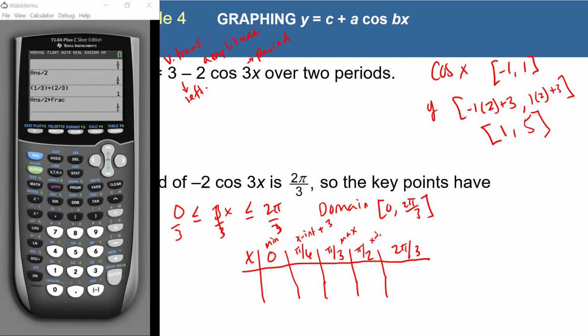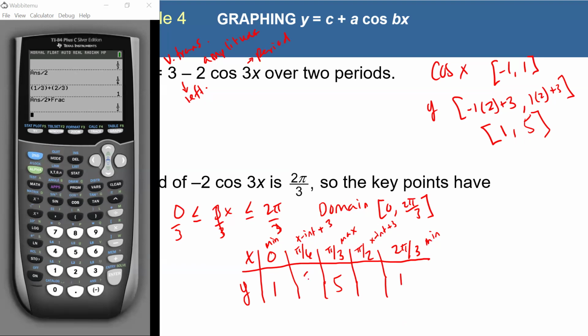Again, my x-intercept plus 3, and then my min. Okay, so we've already established our domain and range. Our range for this function is 1 to 5. So my minimum value is 1, my max is 5. To find your pi over 6, it's your x-intercept, which would have been 0 plus 3.